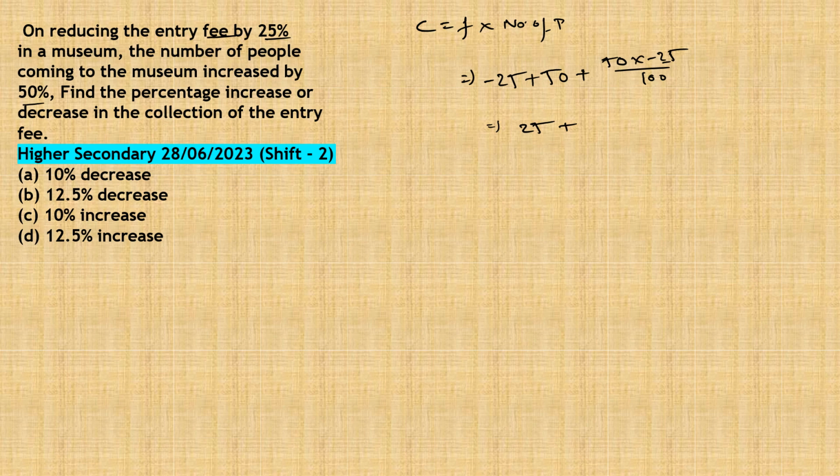25 plus 50 into 25, 25 into 50 is 1250, that is minus 1250 divided by 100. You can put the point before one digit. 25 minus 12.5, which gives 12.5% change in the collection, that is a 12.5% increase, that is option number D.